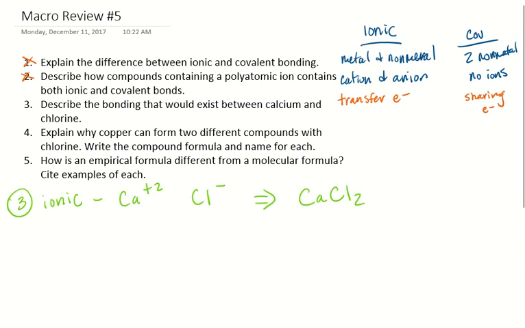CaCl2. You need to get to the point where you're not having to draw all of this out to get to your formula. You should be able to reference Ca on the periodic table as having a plus 2 oxidation state, Cl as having a minus 1, and reason out pretty quickly that you need 2 chlorides for every 1 calcium, CaCl2. All right, what about number 4?